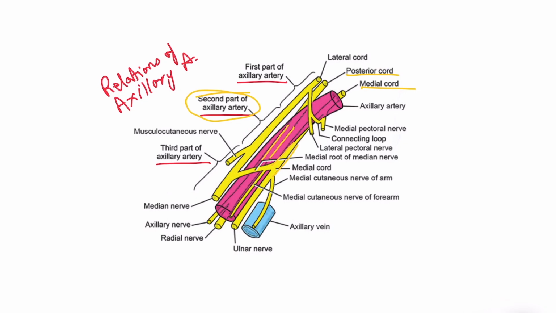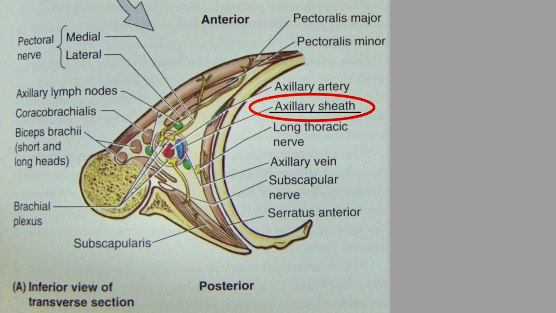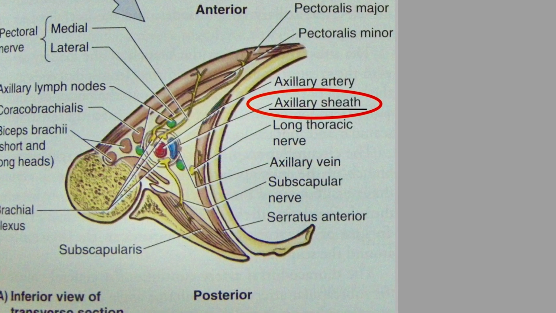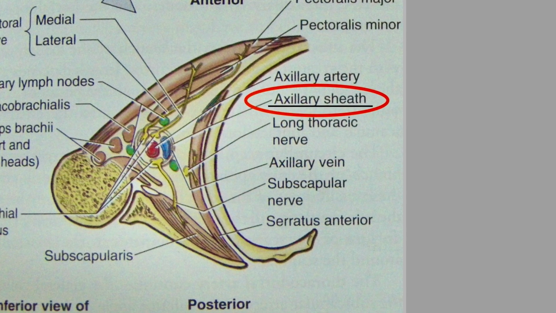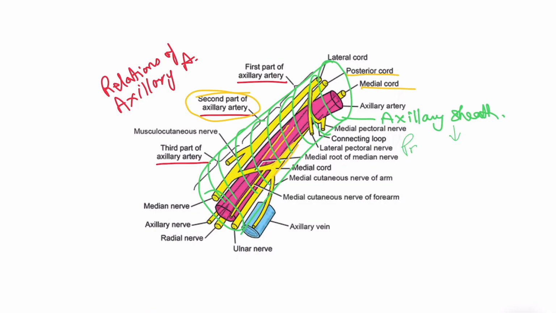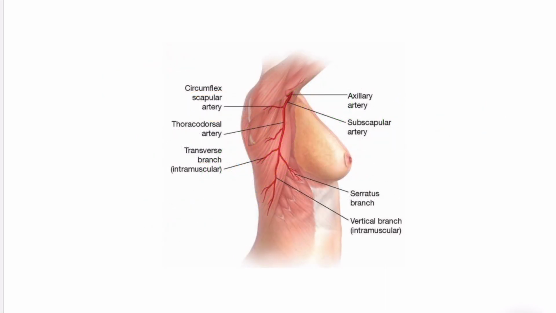One more thing I would like to add here: all these structures you are seeing are enclosed in a sheath, and the sheath is called the axillary sheath. This axillary sheath is a continuation, or a modification you can say, of the prevertebral fascia of the neck. Now this image I have included to explain the course of the thoracodorsal artery.